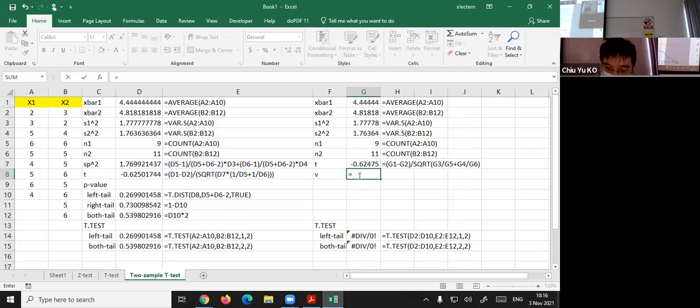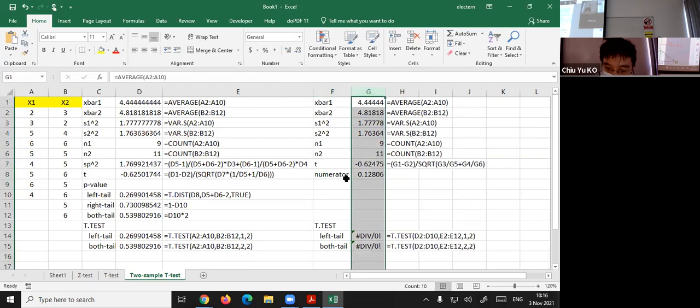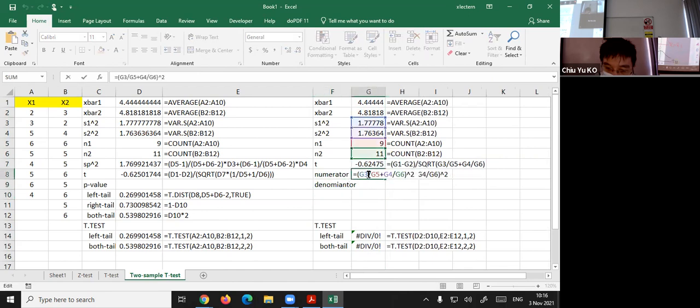So the numerator: you can just copy the denominator guy here, raised to the power 2. Maybe we do it step by step because our minds cannot handle it all at once. We do the numerator first. The numerator is just this over this.